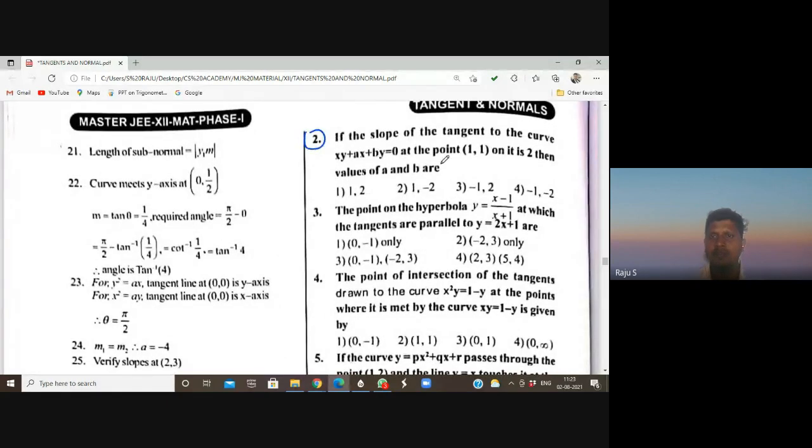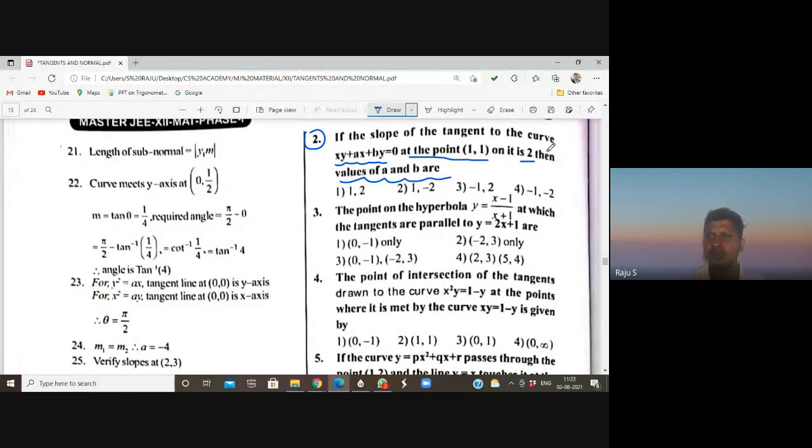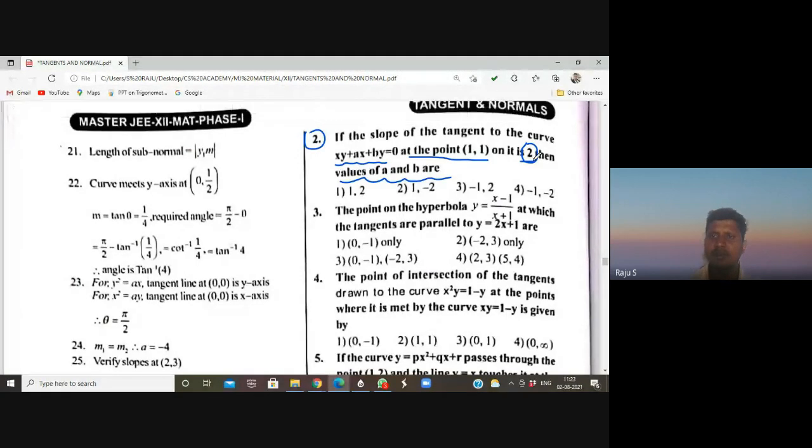Second question. If the slope of the tangent to the curve xy plus ax plus by is equal to 0 at the point 1 comma 1 is 2, then find the value of a and b. It is a simple question. See here, the slope is already given: dy by dx is equal to 2 is given. At what point? At 1 comma 1.